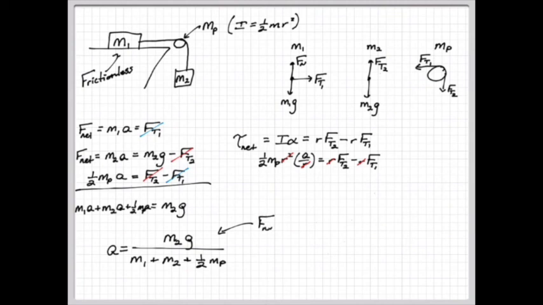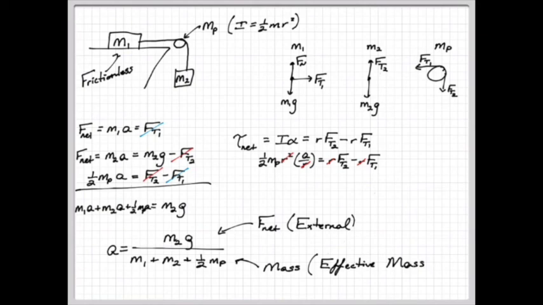And again, see how this makes sense. The only force causing movement is gravity acting on mass 2. That's the only external force. And on the bottom, we have the mass. More importantly, the effective mass. The effective mass of the system is both mass 1 and mass 2, plus the effective mass of the pulley. Again, because the pulley is rotating, it contributes a small amount of mass to the overall system.